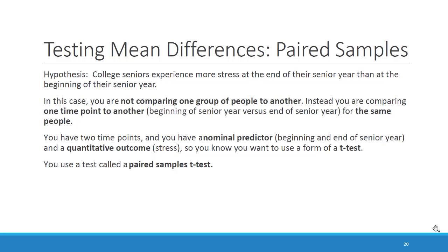So in this case, we have 2 time points, beginning and end of senior year, and we have a nominal predictor, which is our beginning and end of senior year, and a quantitative outcome, which is stress. Because we have a nominal predictor and a quantitative outcome, and we have 2 levels, we know that we want to use some form of a t-test. However, the form of t-test that we're using is slightly different than what we just went over. Instead of an independent samples t-test, in this case we're using what's called a paired samples t-test.